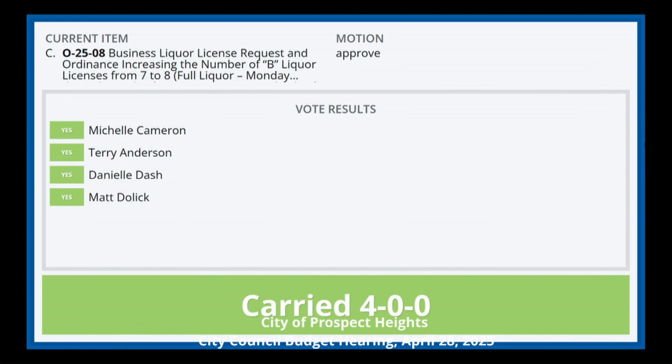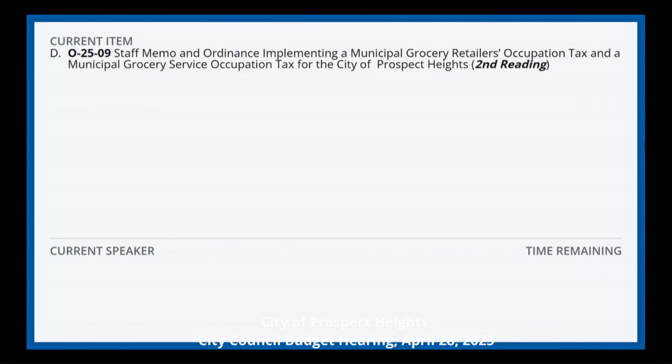Motion passes. Item D, ordinance 02509, staff memo and ordinance implementing a municipal grocery retailer's occupation tax and a municipal grocery service occupation tax for the city of Prospect Heights. This is a second reading. We need a motion to approve. So move. Second. We have a motion and a second. Joe, would you like to explain this, what we're doing here?